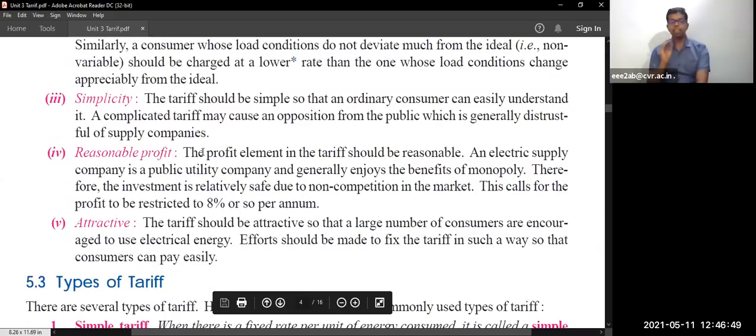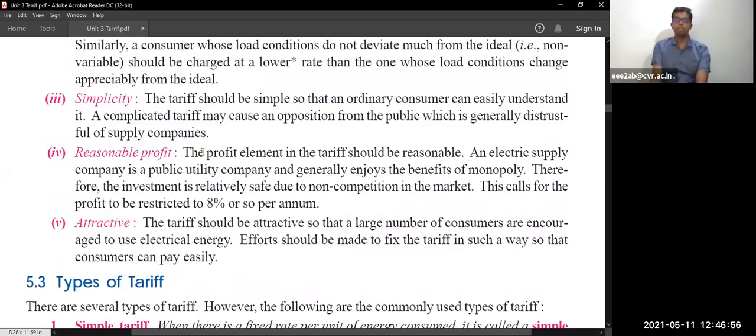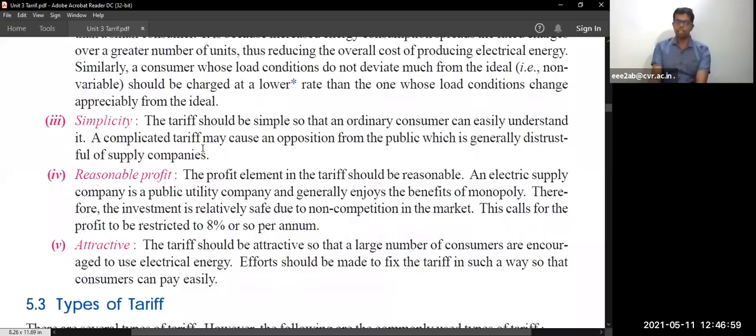Next, the tariff should be attractive. Attractive means that a large number of consumers should be encouraged to use electrical energy. If the tariff is low, more people can afford it. For example, if you give the first 200 units free, and after that charge 8 rupees, everybody will start using it. That will also be a profit for the company and the government, since the 8 rupees after 200 units is profit. So it should be attractive.